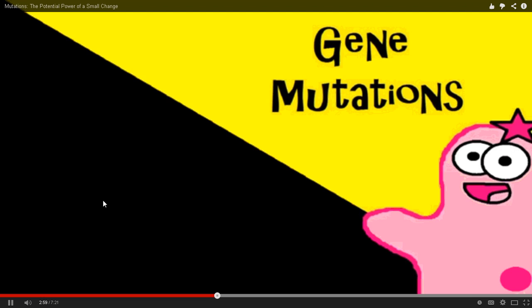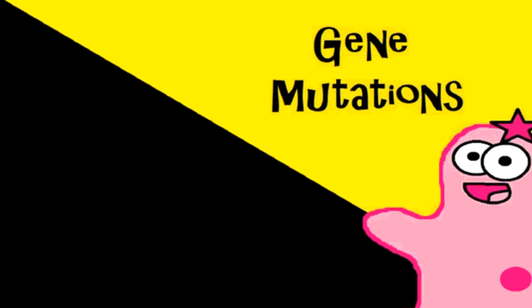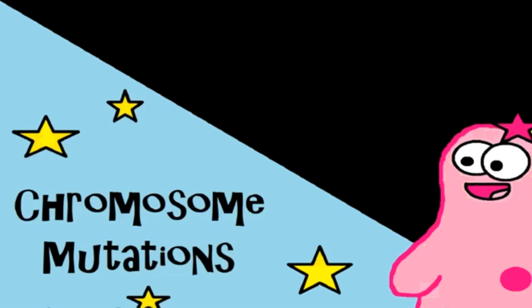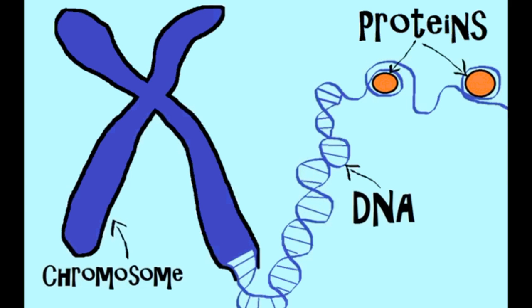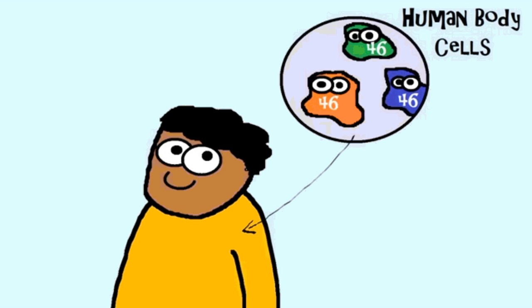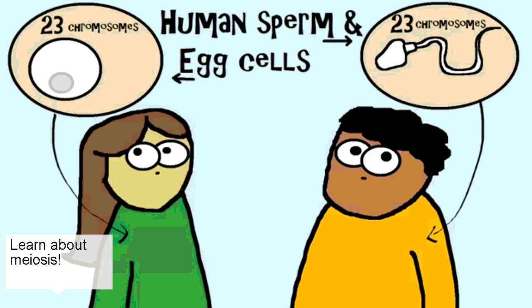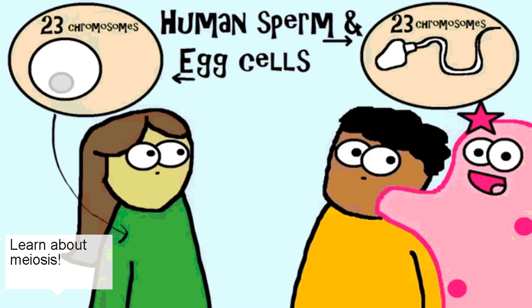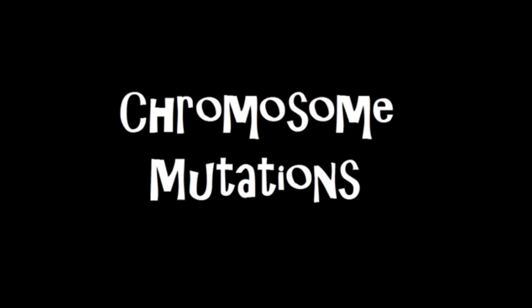These are all types of gene mutations, but we also have something called chromosome mutations. Remember that chromosomes are made up of DNA and protein. They're highly organized, and they have a lot of genes on them. So all of the body cells in your body have 46 chromosomes. Human sperm and egg cells have 23 chromosomes. Well, changes can occur at that large chromosome scale too. So let's talk about these chromosome mutations.